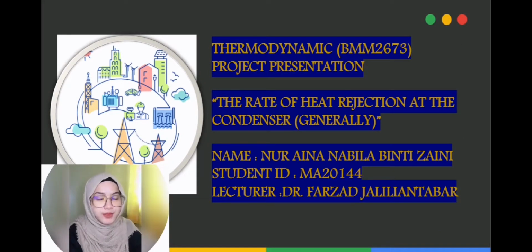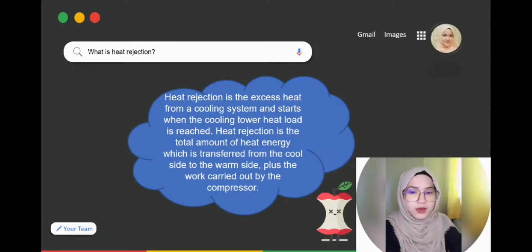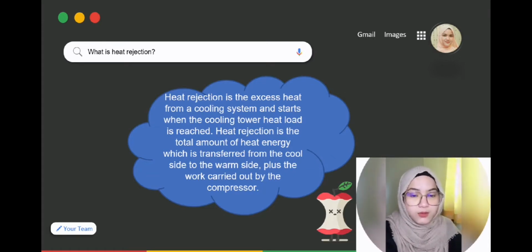My ID number MA20144. In this video, I will explain about the rate of heat rejection at the condenser in general. Next slide, I will explain what is heat rejection. Heat rejection is the excess heat from a cooling system and starts when the cooling tower heat load reaches. Heat rejection is the total amount of heat energy which is transferred from the cool side to the warm side, plus the work carried out by the compressor.